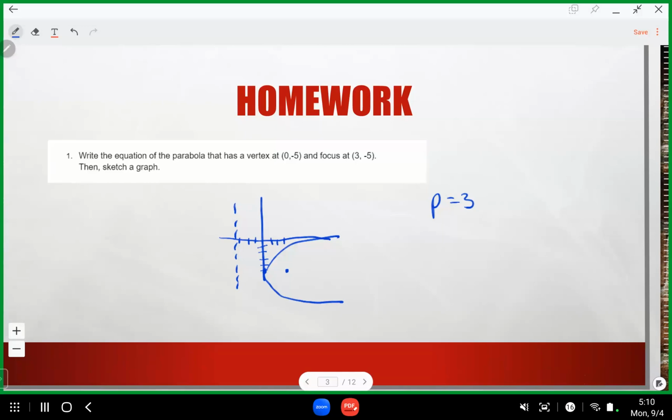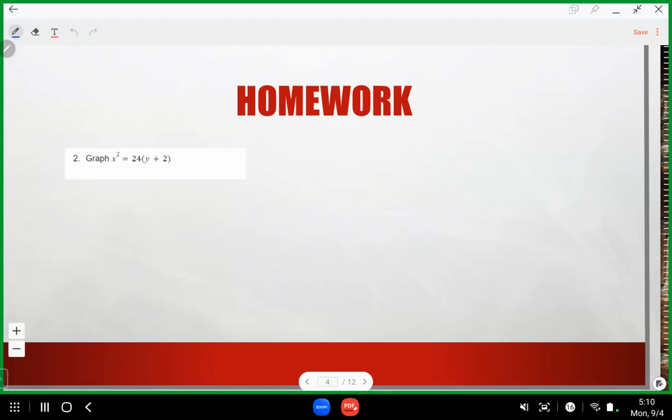So it's going to be y plus 5 squared is equal to 4px. And p here is 3. So it's y plus 5 squared is equal to 12x. So that is the equation of the parabola. I'm going to give you another couple of minutes to do this problem and put your answer in the chat.